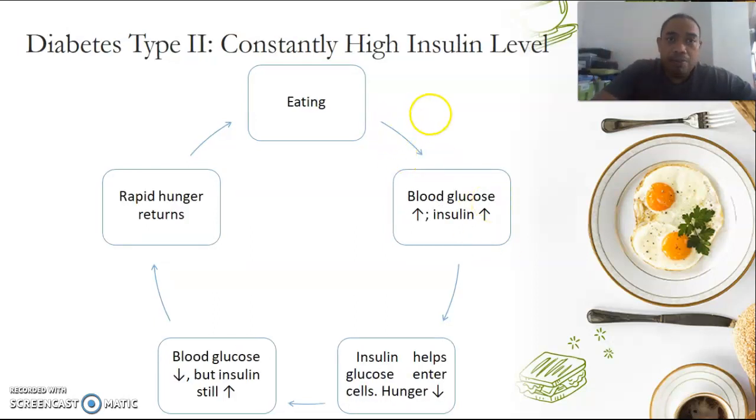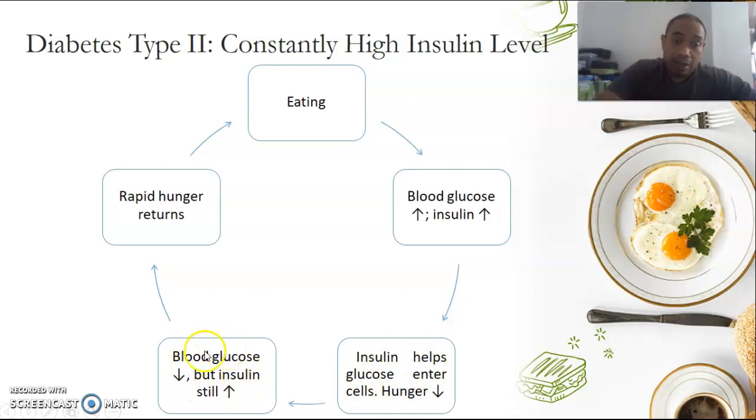In diabetes type 2, they have a constantly high insulin level. So after they eat, the blood glucose will be high and the insulin level will always be high. The insulin helps glucose enter the cells, therefore the hunger level will go down very quickly.